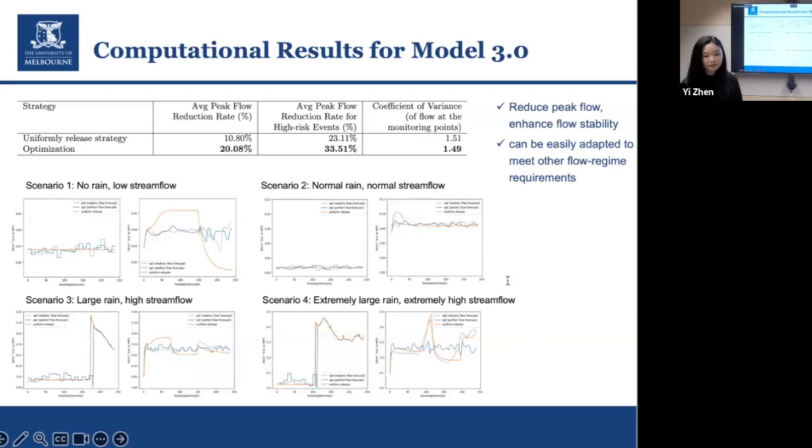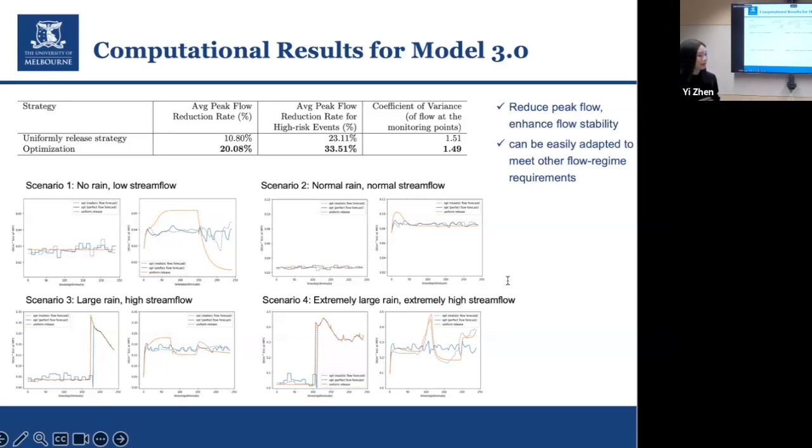And we then assess the effectiveness of our second stage model by comparing its performance with a uniform release strategy. And we can see that our optimization-based strategy managed to achieve much higher peak reduction rates in the rainfall events, and it also achieved a more stable flow regime. And here we test our strategy on different typical scenarios, and we can see our optimization-based strategy, as denoted by the blue line here, with perfect forecast, can achieve a much more stable flow regime than the uniform release strategy.